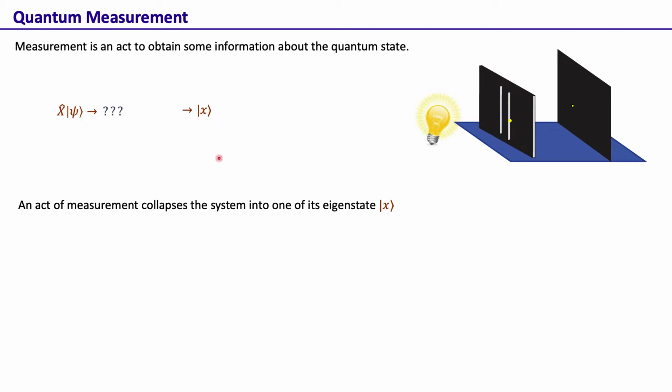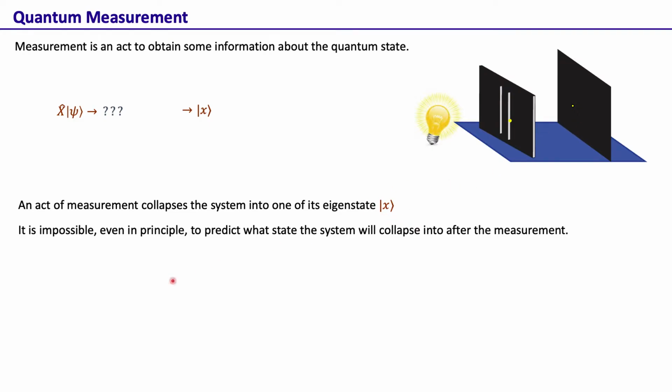So we know that an act of measurement collapses the system into one of its eigenstates. So of course, if we make a measurement, we'll find that this photon or this particle is somewhere on the screen. But where on the screen, or which particular eigenstate x, that is completely unknown, and it is actually impossible, even in principle, to predict what state the system will collapse into after the measurement. So this simply cannot be predicted.